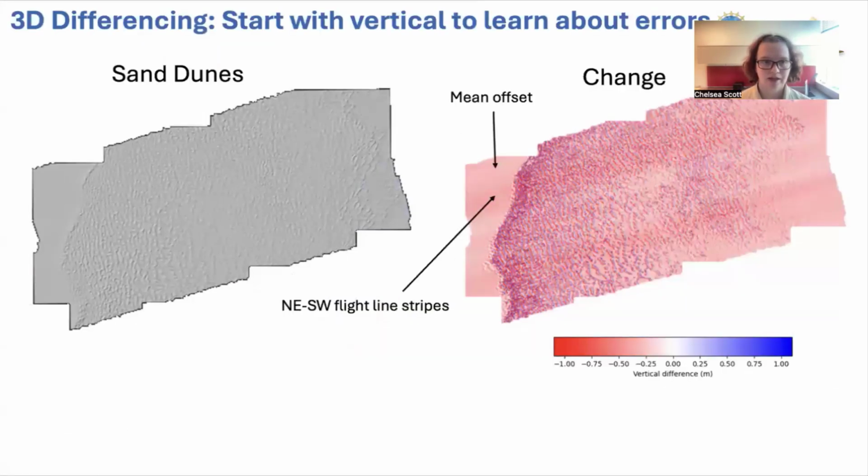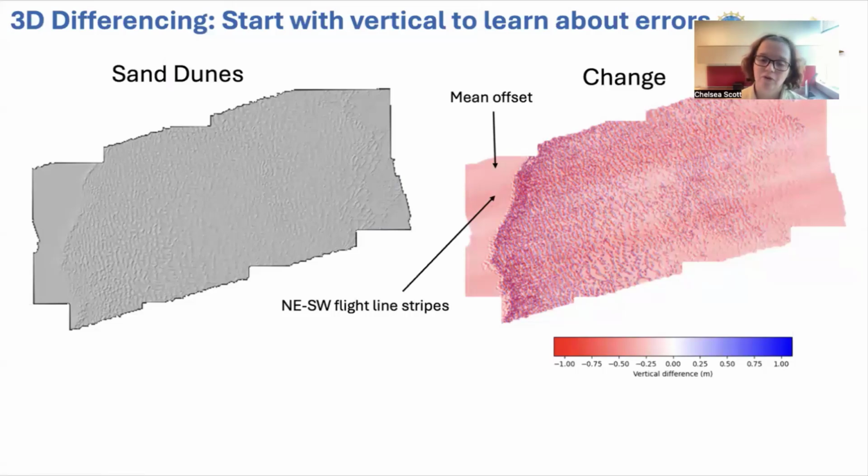So this is looking at the sand dunes in New Mexico, and this is the topographic hillshade, as well as the change map looking at vertical change. And so we see two error types. Again, these northeast and southwest flight line errors that are highlighted by the arrow, as well as a red background color, which also suggests a persistent georeferencing error.